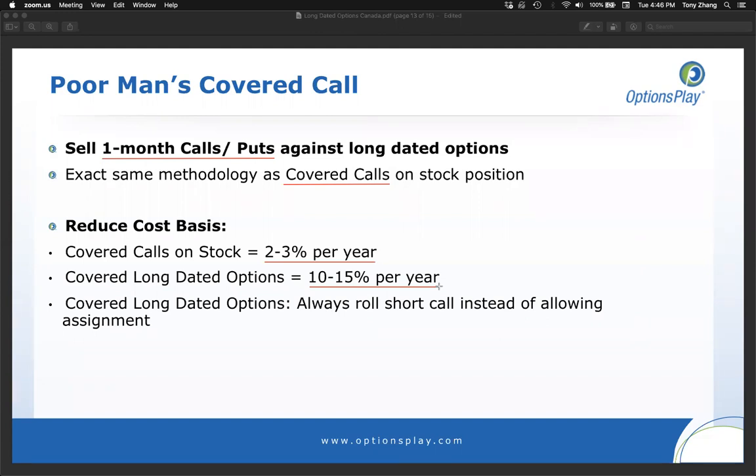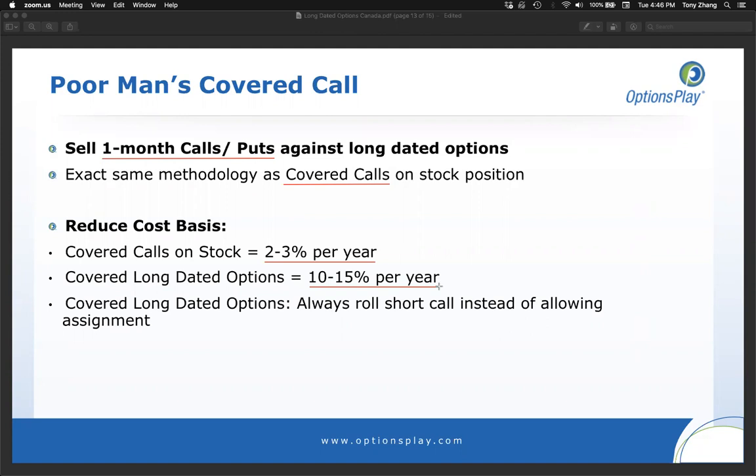And this is really what makes a poor man's covered call fairly attractive, because you can bring down the cost basis of that long call even further. Many times you can completely negate the extrinsic value of that long-dated call or put by selling short-dated calls against it.